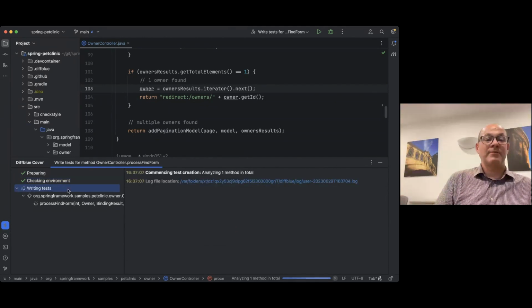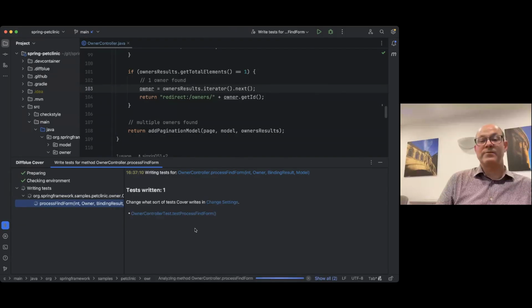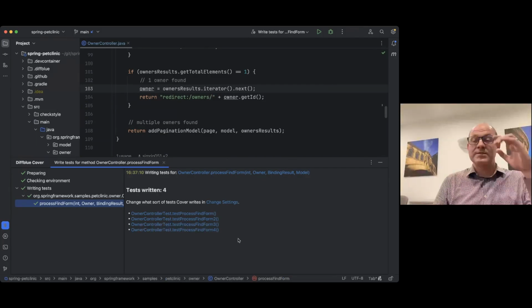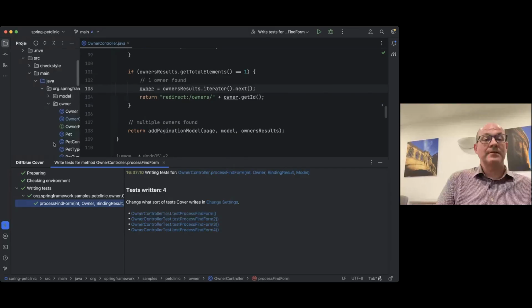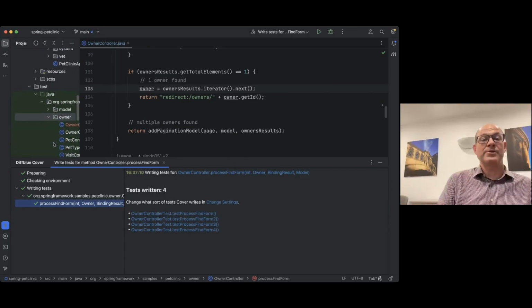And then we get into writing tests here. Let's see how long that takes. It should be done in just a few more seconds. There we go, 4 tests. So start to finish, that took us just over 30 seconds. That included running Maven to get the build information, by the way. And now we can see that those tests live in the project over here.